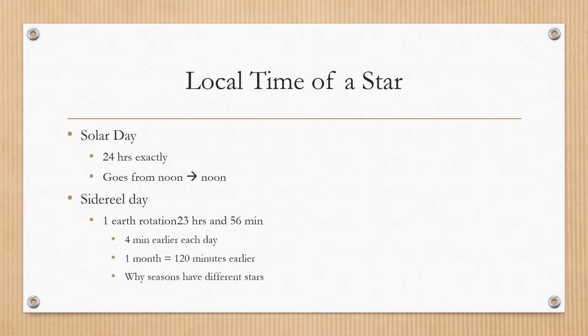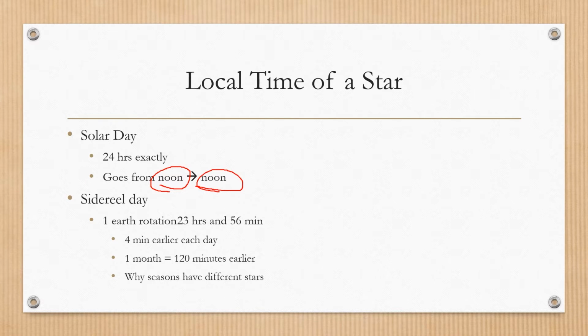Okay, so the local time of a star is very important. It's how we know when a star is going to rise or set or pretty much do whatever a star does. We tend to tell time, our days and our months, etc., by the solar day. The solar day is exactly 24 hours. It goes from noon to noon. So it starts at noon and ends on noon the following day.